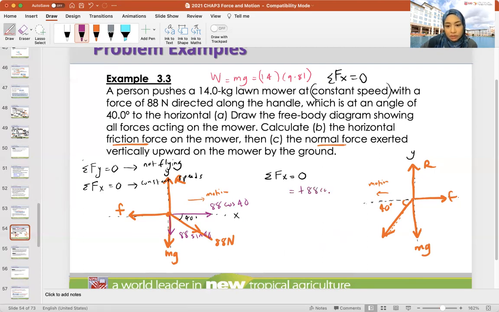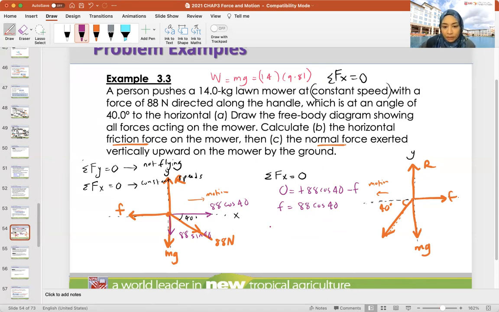So that is a positive. And then we have friction going backwards. And this would be equal to 0 because this is the x-axis. Therefore, your friction would be equal to 88 cosine 40, whatever that value is. Okay, once we have a free body diagram, it becomes easy. You just need to make sure your vectors are resolved into the axis and then you write it into your equation.